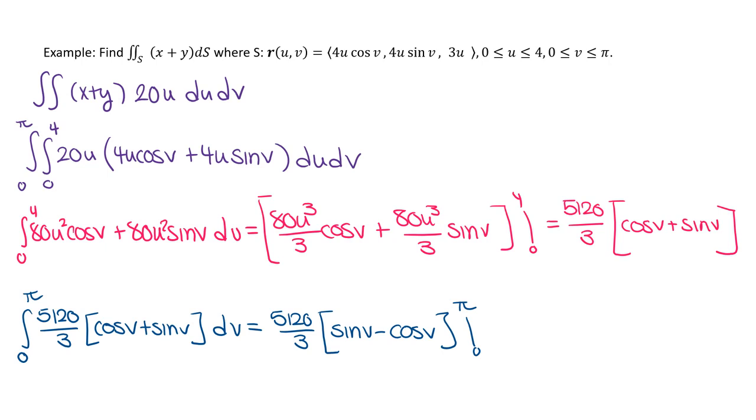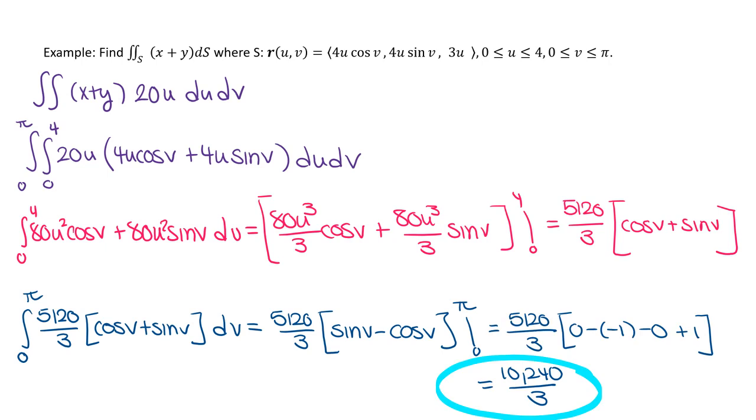So now I've got 5120 over 3 times sine v minus cosine v. I'm going to plug in those bounds of integration, the 0, the pi, subtract them. And there's my final answer, 10,240 over 3.